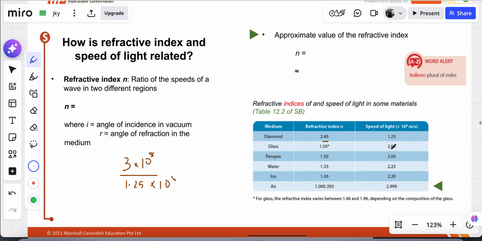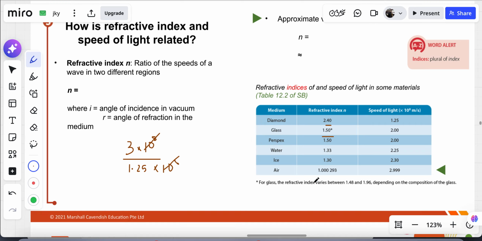The same here, this is 2 times 10 to the power of 8. So you say 3 times 10 to the power of 8 divided by 2 times 10 to the power of 8, you get 1.5, because 10 to the power of 8 will simply cancel 10 to the power of 8. So this will now be 3 divided by 2, you get 1.5. That's how we got the refractive index of glass to be 1.5. So for different materials, we can calculate their refractive index. This table is showing that.